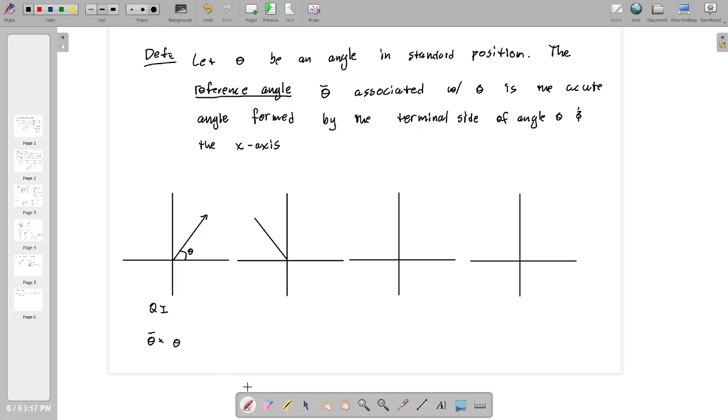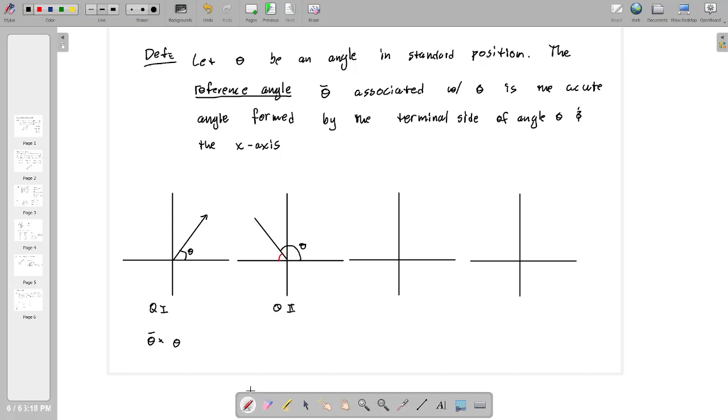So suppose that our angle is in quadrant 2, meaning that theta is obtuse. It moves from the positive x-axis all the way into quadrant 2 where the terminal side of the angle is. Now in quadrant 2, our reference angle is going to be this angle here. It's an acute angle, an angle less than 90 degrees, formed from the terminal side of angle theta and the x-axis. So we take the terminal side and the x-axis. This is the acute angle. This angle here would be theta bar.